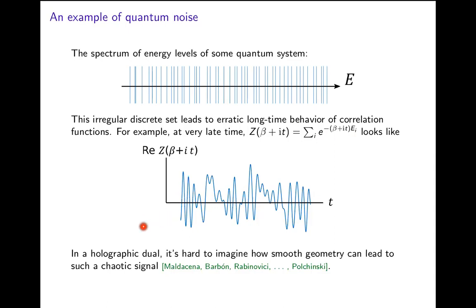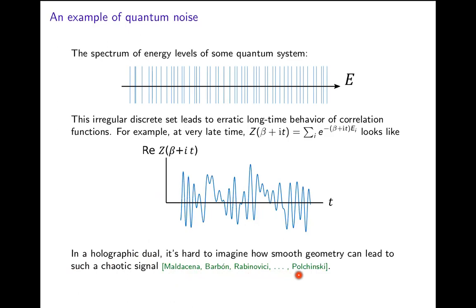Okay, so that's what we mean by quantum noise. And in a holographic dual, so let's imagine this is computed in the boundary theory, N=4 super Yang-Mills. In a holographic dual description, it's hard to imagine where this complexity comes from, where this interesting, complicated function comes from. And this is a problem that goes back to Maldacena, Barbon, and Rabinovici.